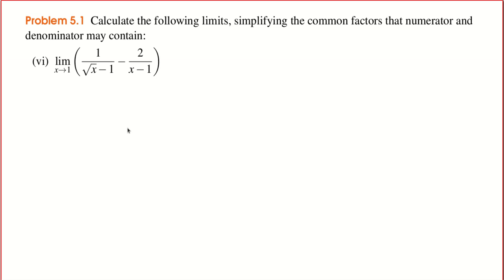In this limit here, we're dealing with a more complicated indeterminacy, because if we substitute x by 1, what we have in the first fraction is 1 divided by 0, so that's infinity. And here you also have 2 divided by 0, which is also infinity. So we have an infinity minus infinity indeterminacy here. However, it's not very difficult to guess.